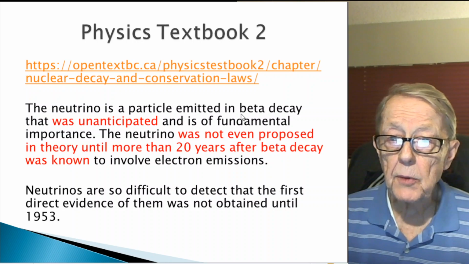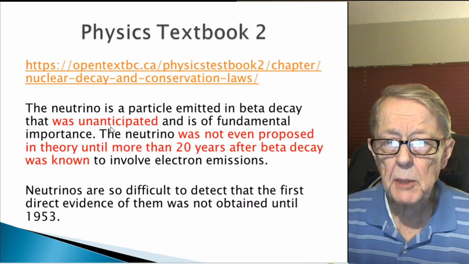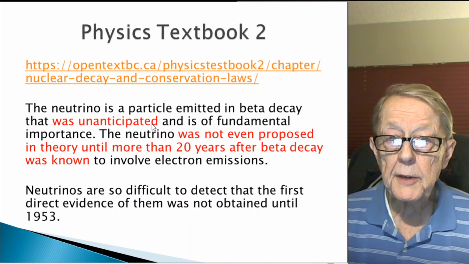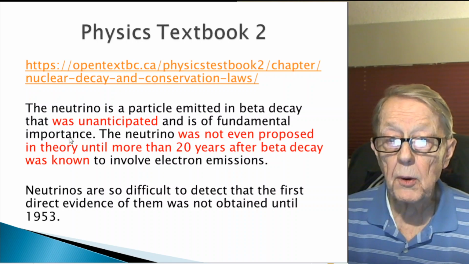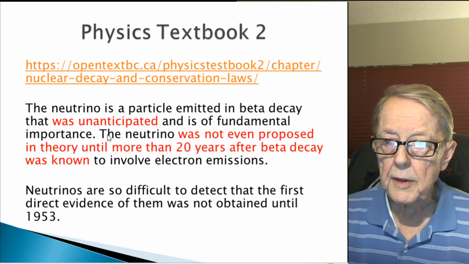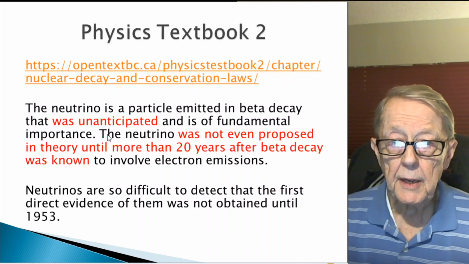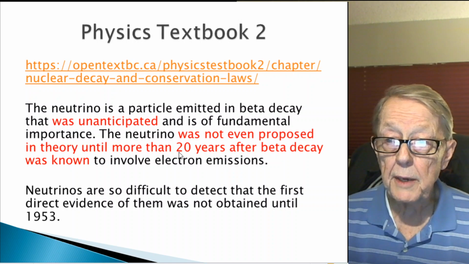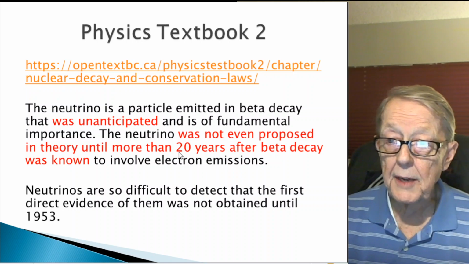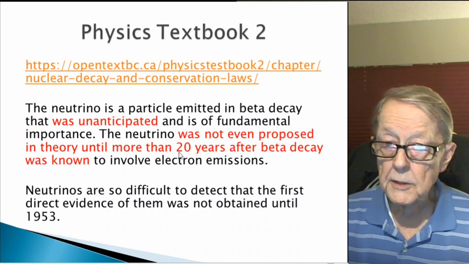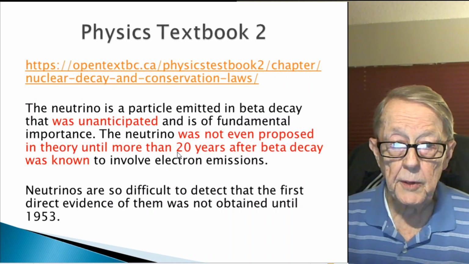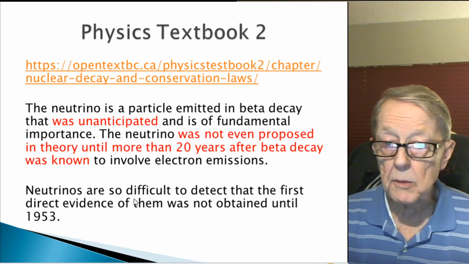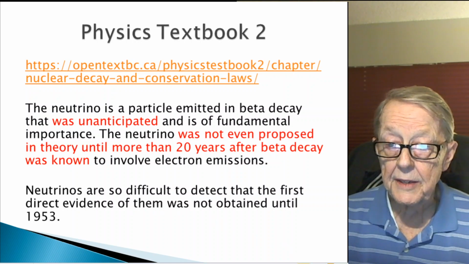The physics textbook explains it a different way, or similar but different. The neutrino is a particle emitted in beta decay that was unanticipated, and it is of fundamental importance. I didn't find what the fundamental importance was. Maybe it's the balancing. The neutrino was not even proposed in theory until more than 20 years after beta decay. So they had beta decay, they had the imbalance. After 20 years, they give up and say, okay, there must be a neutrino. Neutrinos are so difficult to detect that the first direct evidence of them was not obtained until 53. They claimed they did detect them in 53.